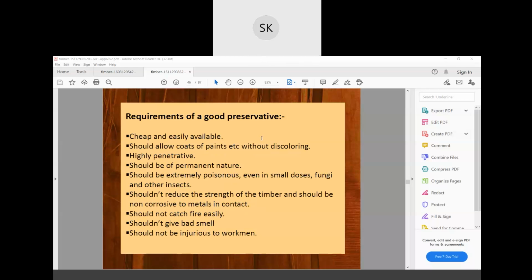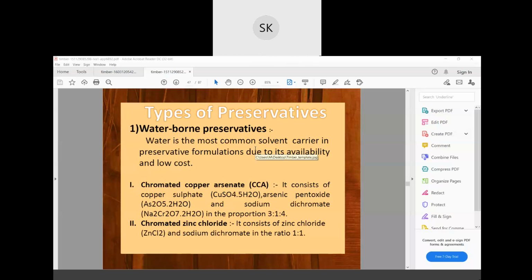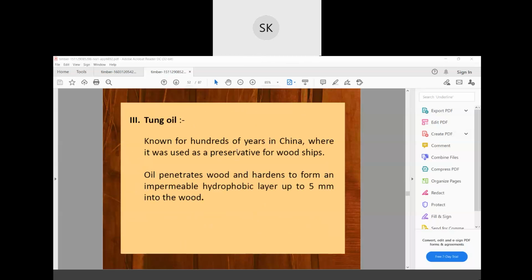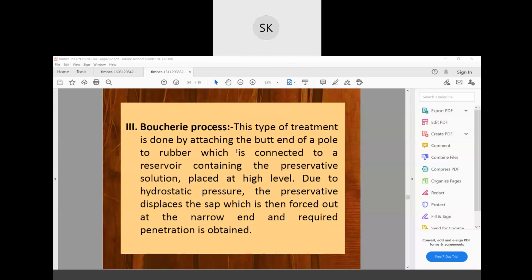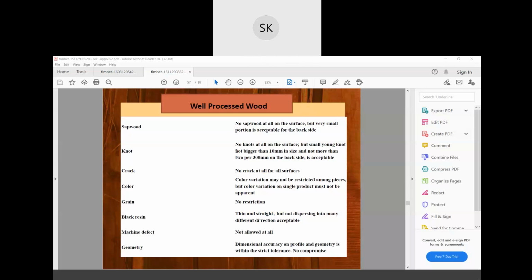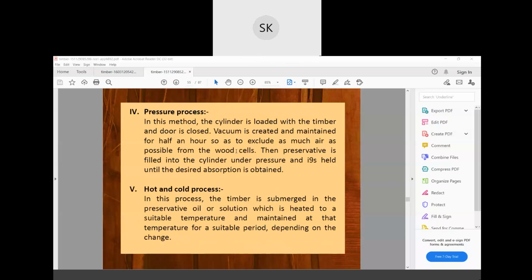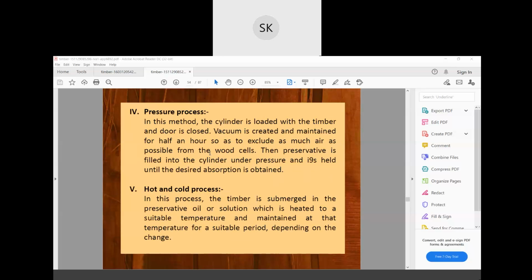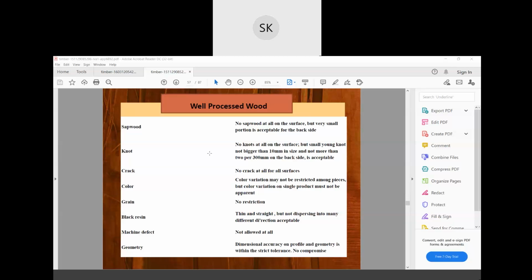So in prevention of timber, these are the requirements of a good preservative. Okay, we studied about this, right? Types of preservatives also we have studied. Just recall, I think we were about to discuss the defects. Surface application, soaking treatment, rotary process we have discussed.